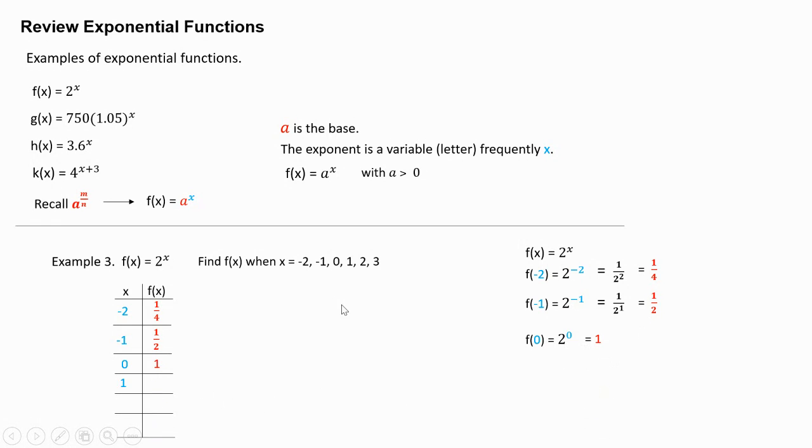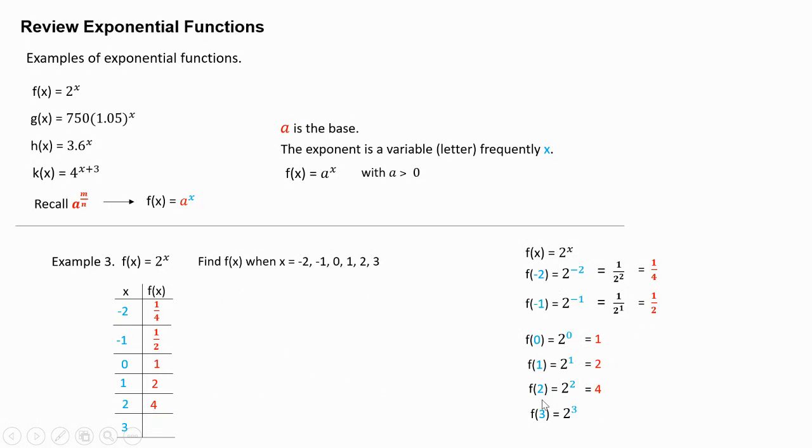Okay, now let's try 1. When x is 1, plug in 1 for the exponent. So 2 to the first power will give us 2. So when x is 1, y is 2. And then when x is 2, again, we repeat the process. We're going to plug in 2 for the x as the exponent. So 2 to the second power is going to give us 4. So when x is 2, y is 4. And finally, we're going to plug in 3.